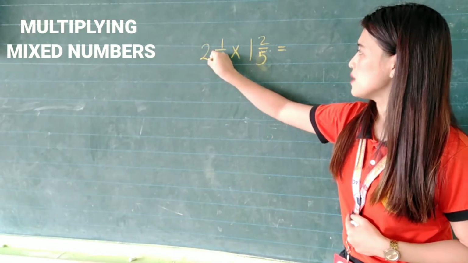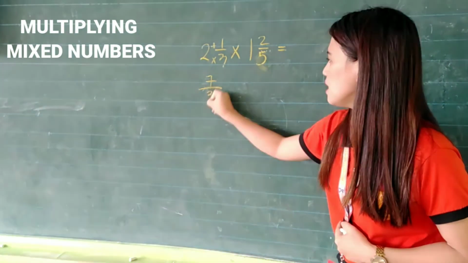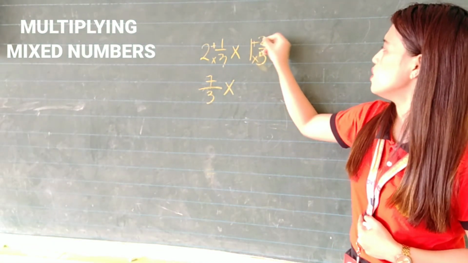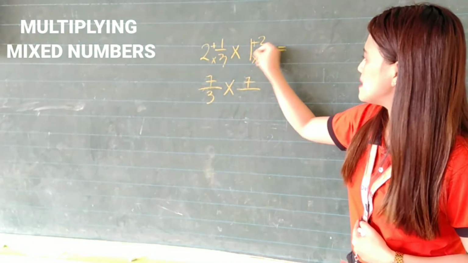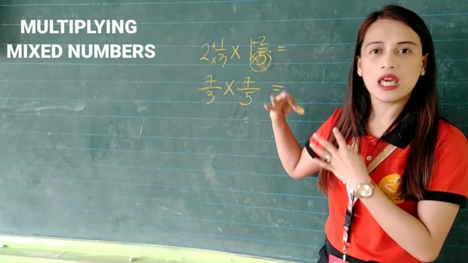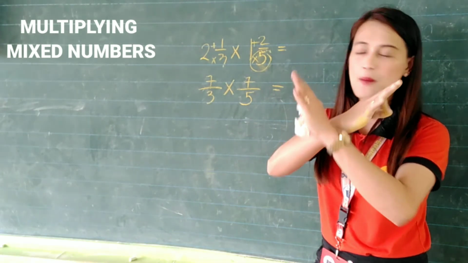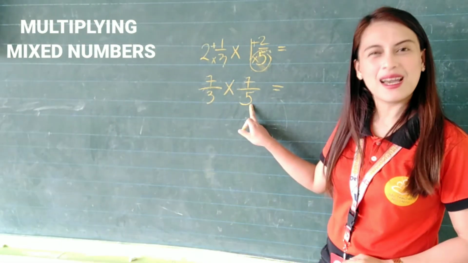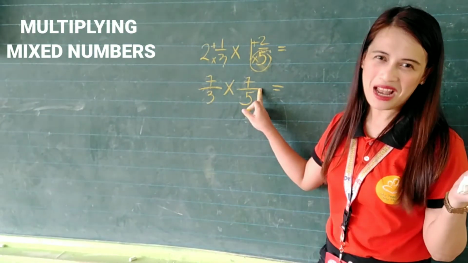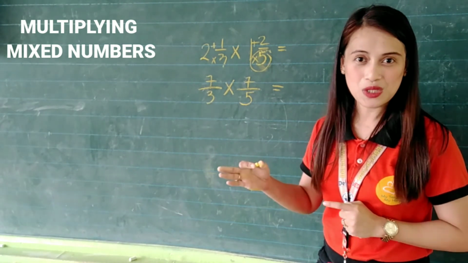3 times 2, 6 plus 1, 7. Copy C, 3 times 5 times 1, 5 plus 2, 7. Copy C, 5. After changing into improper, i-check na to kung maka-cancel ba ta. Cross again ha. 7 ug si 5, nabay makancel? Wala. 3 ug si 7, nabay makancel? Wala gihapon. So since wala may makancel sa ilaha, pwede na tayo diretso sa pag-multiply.